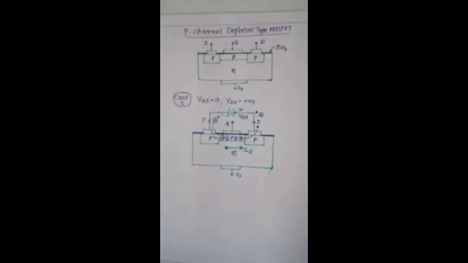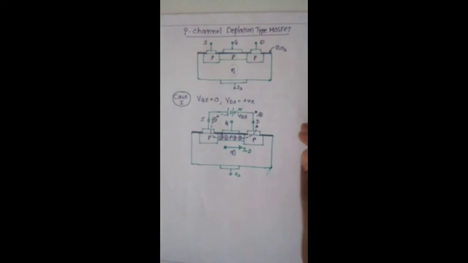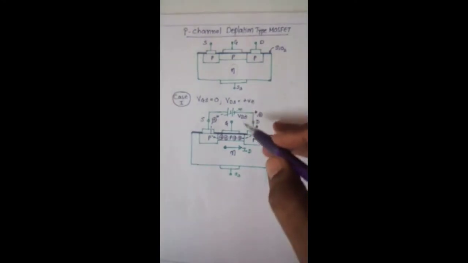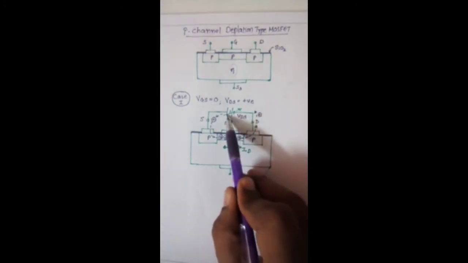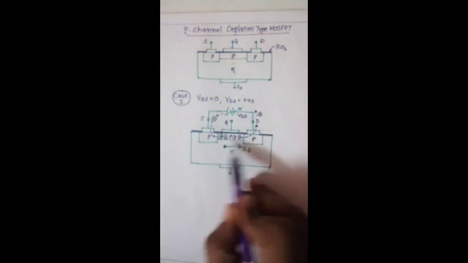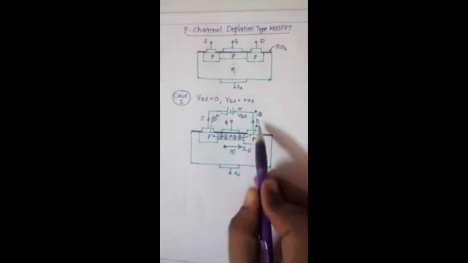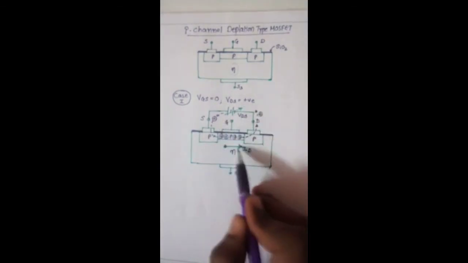Now the second one, in the same way, the p channel depletion MOSFET. The difference is that here the substrate is n instead of p and the channel is p instead of n. Also, the supply voltage between drain and source will be reversed. Here is the negative and the positive. So what happens is the majority charge carrier is holes and these holes are attracted this way, so the hole current will flow this way.